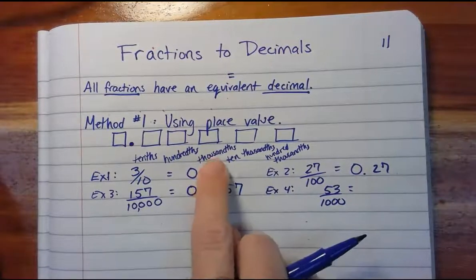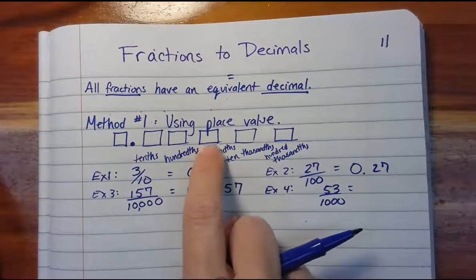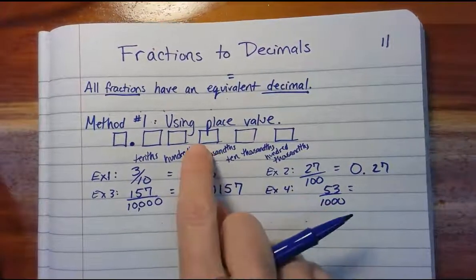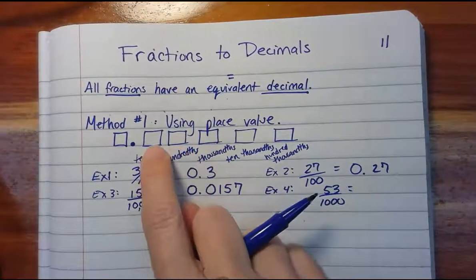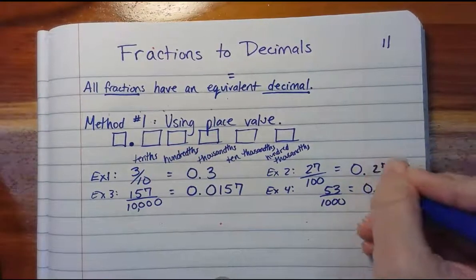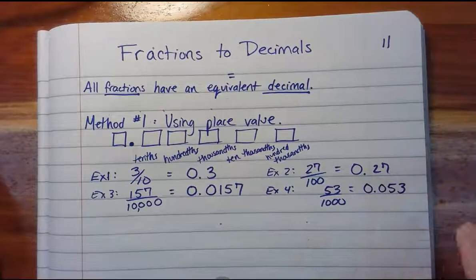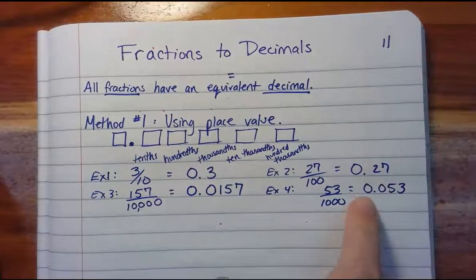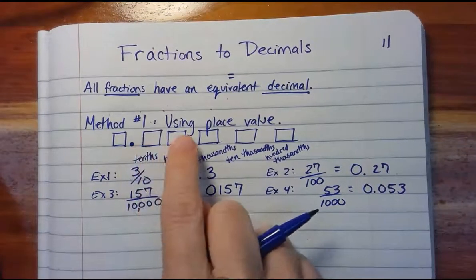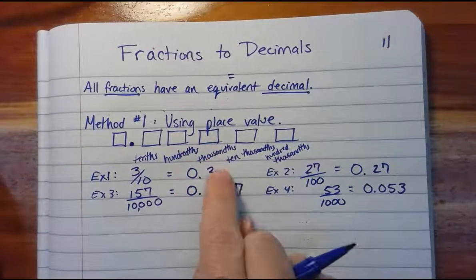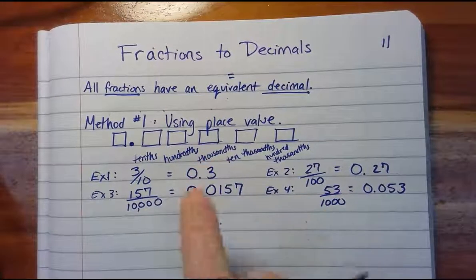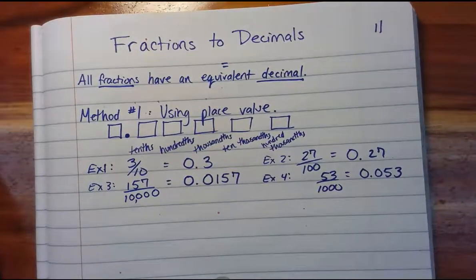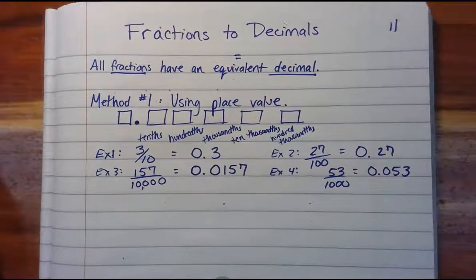So 53 over 1,000, 1,000 looks like the third decimal place. So thousandths are going to go in the third. That means that 3 needs to go in the thousandths. 5 is going to go in the hundredths. But again, I'm going to have to put a 0 in to make it stretch out far enough to go into the thousandths. So we'd write this as 0.053 to ensure, again, that the 3 matches up with the denominator thousandths. All right? So that is one way of changing a fraction into a decimal.